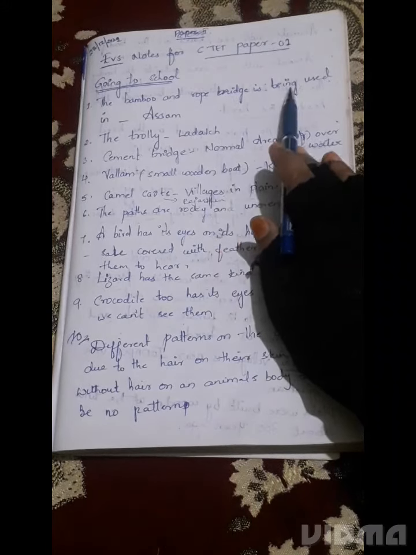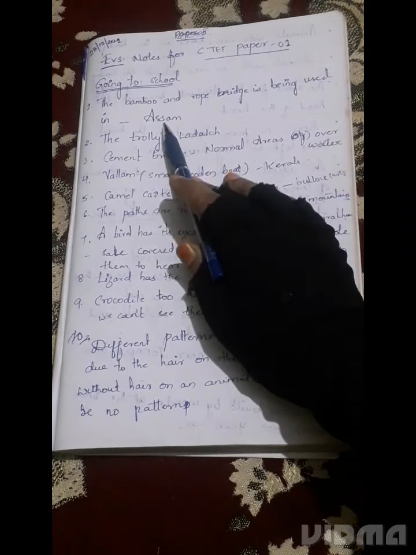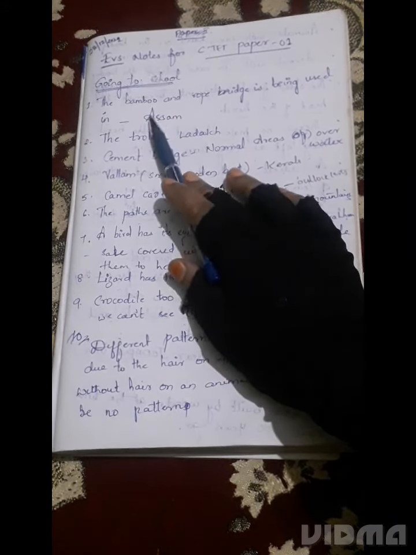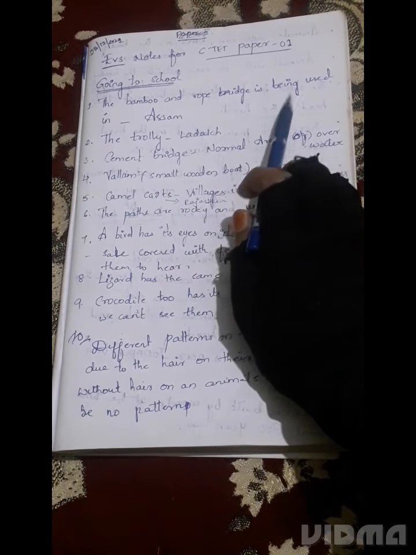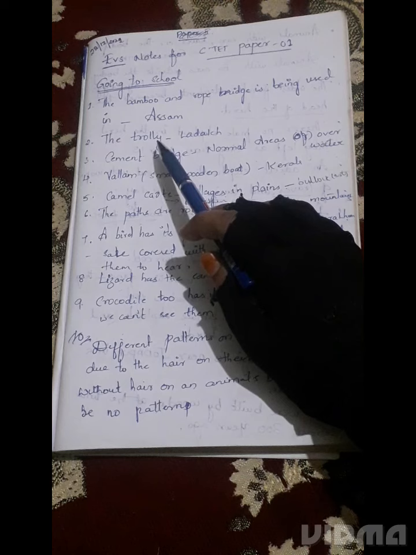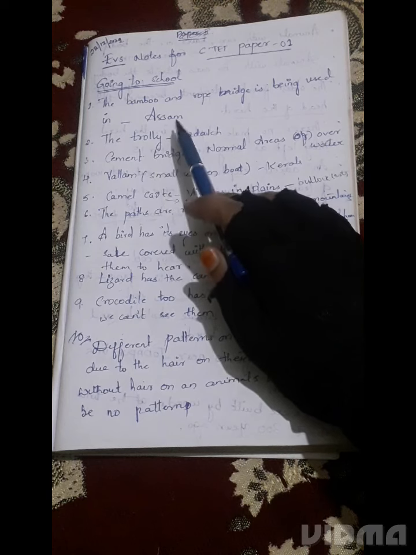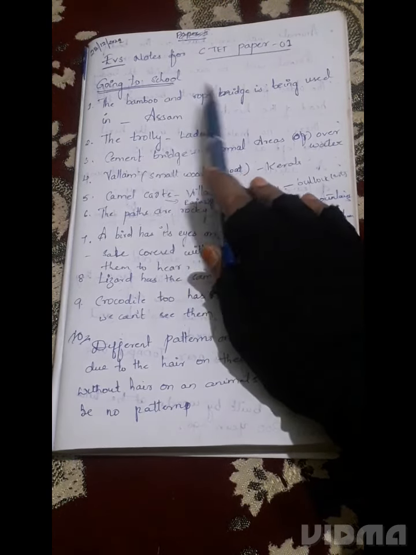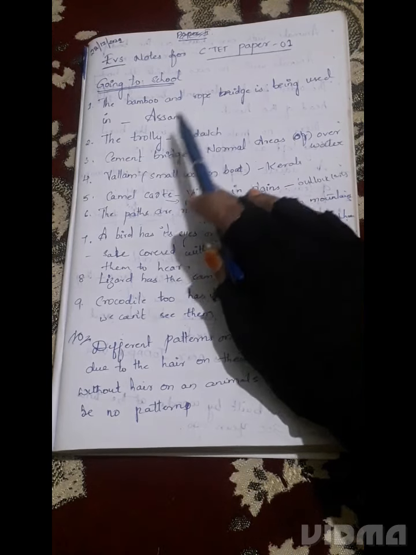EVS notes for CTET Paper 1. Going to school. The bamboo and rope bridge is being used in Assam. So in Assam, bamboo and rope bridges are used to move from one place to another, or to cross from one place to another.